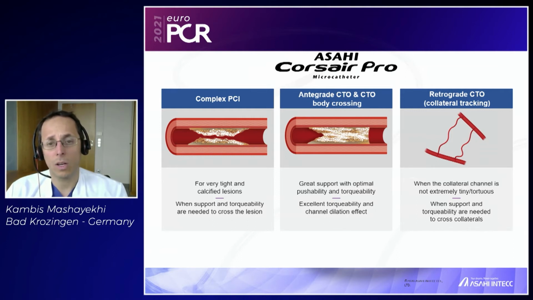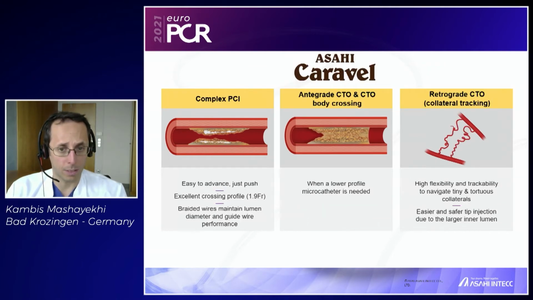But it's also an excellent device for antegrade CTO body crossing, and also for retrograde CTO collateral tracking, especially when you have a septal collateral connection and you need support for your retrograde wire to penetrate more fibrotic, calcifibrotic tissue, also from retrograde.